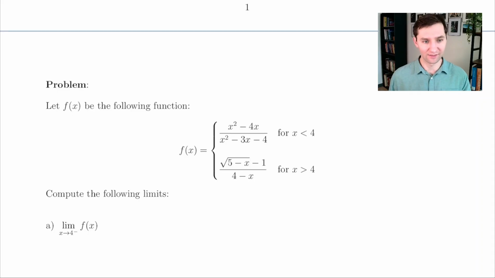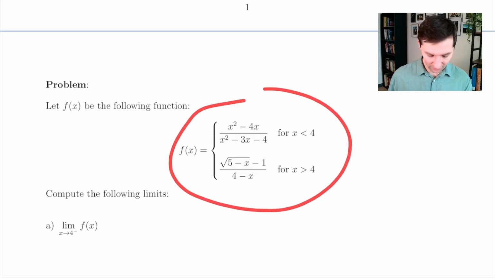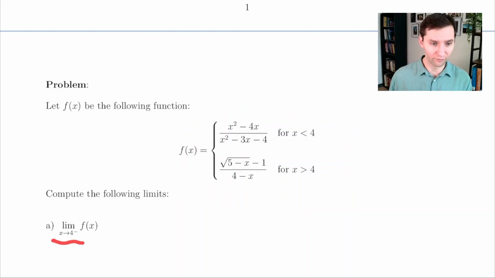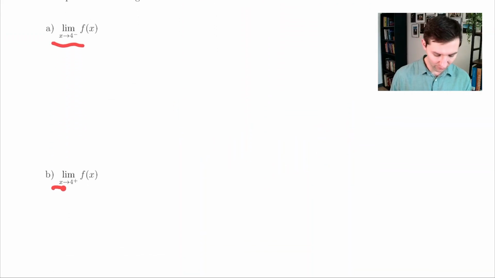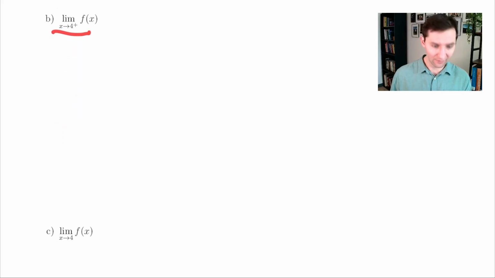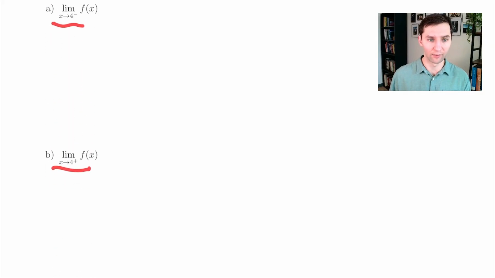I have one more exercise to try. If you would like to try it on your own first, again, this is a good time to stop the video. We must find the limit of this piecewise-defined function as x approaches 4 from the left, as x approaches 4 from the right, and the general limit at 4.